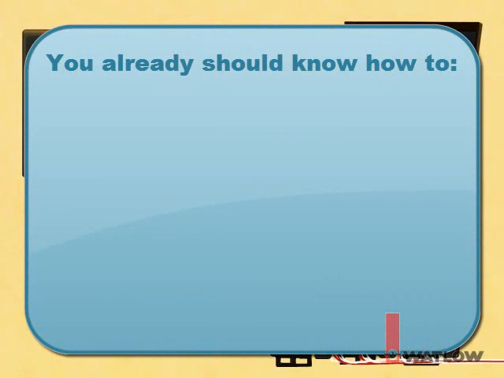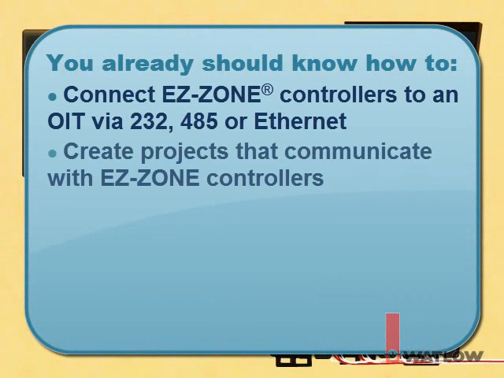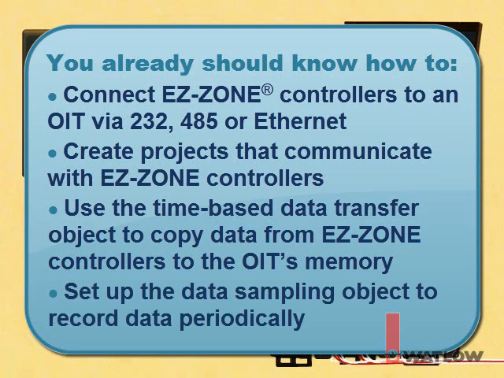This lesson assumes you already know how to connect EasyZone controllers to an OIT via 232 or 485 or Ethernet network, use EasyWare 5000 to create projects that communicate with EasyZone controllers, use the time-based data transfer object to copy data from EasyZone controllers to the OIT's onboard memory, and set up the data sampling object to record data periodically. If not, see the Silver Series Secret installment that shows the communications method you want to use and the installment on logging data.